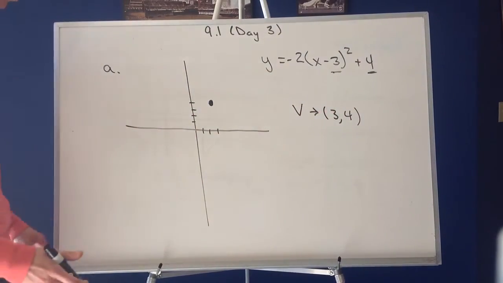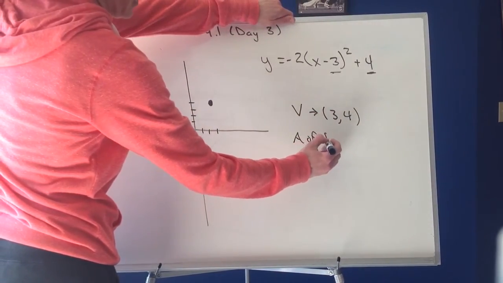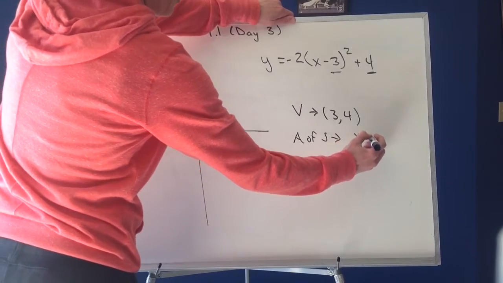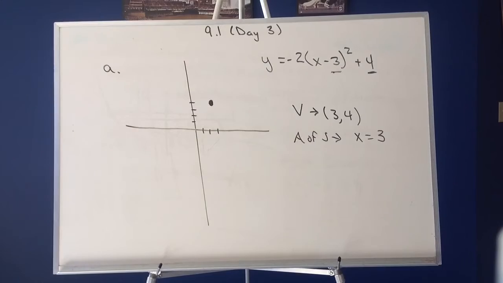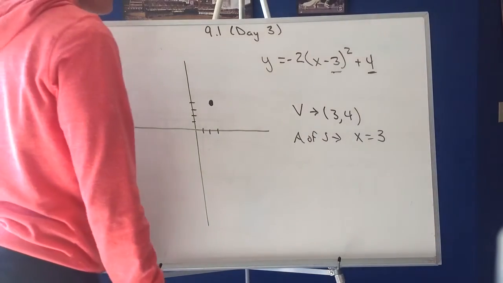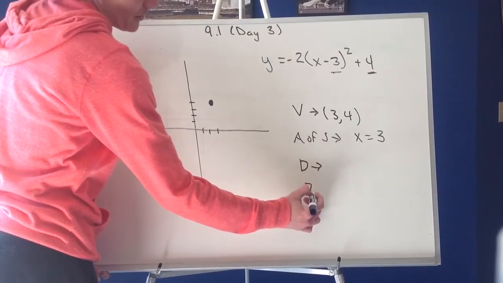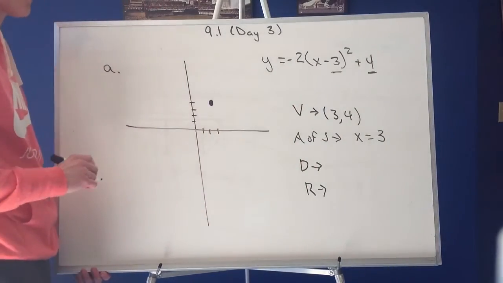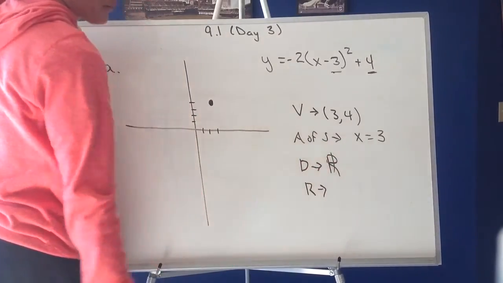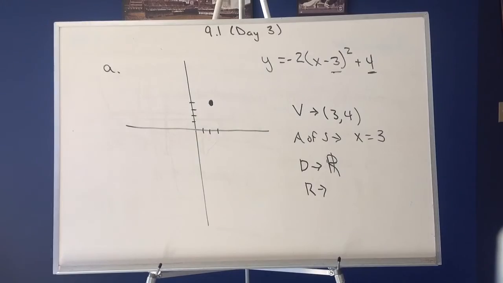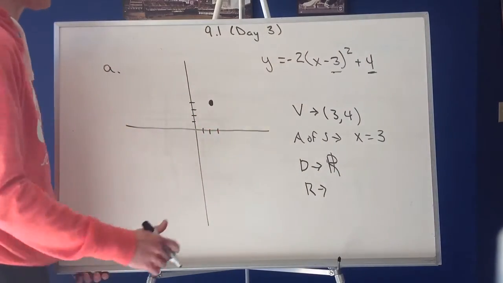Axis of symmetry, remember, always lines up with the x because it's a vertical line. So my axis of symmetry will be x = 3, because that's the x part of the vertex. Then we want our domain and our range. It also asks us to find those, and we'll finish graphing this in a second. Domain we know is always going to be all real numbers no matter what. And range, we probably want to finish graphing before we find it.